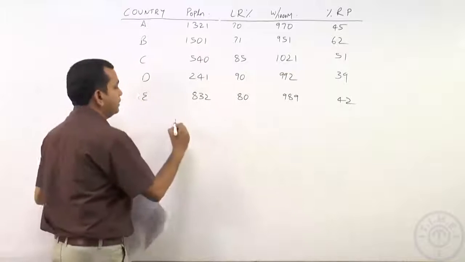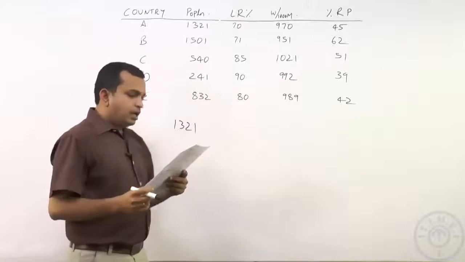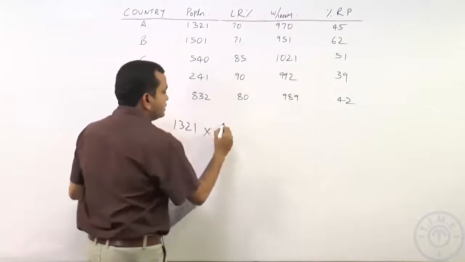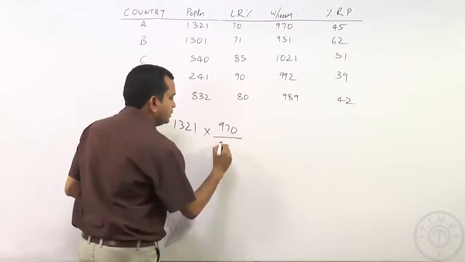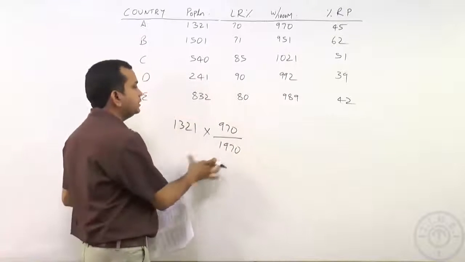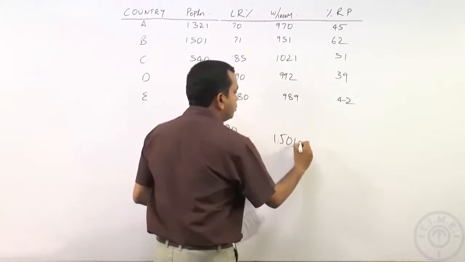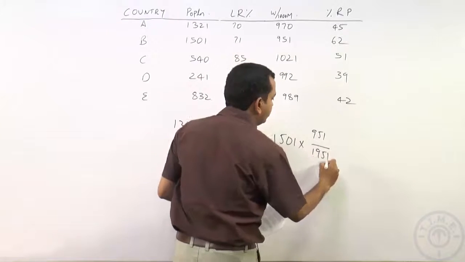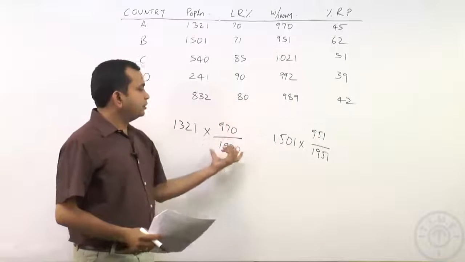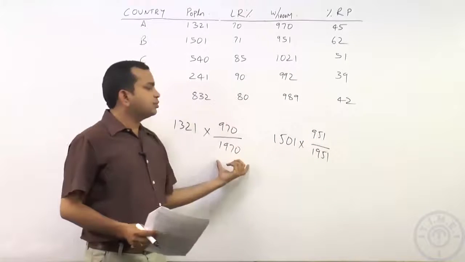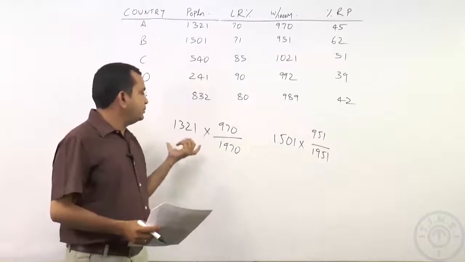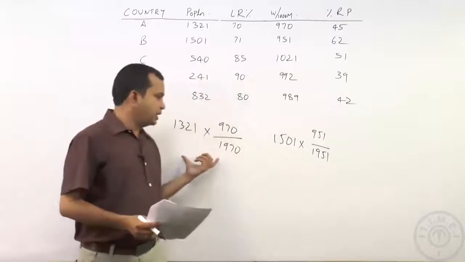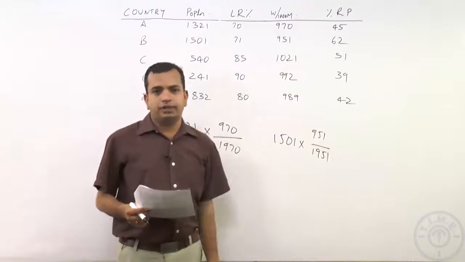So, how do we do it for country A? For country A, 1321 is the population given, and we need the number of women, which will be 970 out of men plus women, which is 1970. Similarly, for the second country, it is 1501 into 951 divided by 1951. As you can see, both these are almost half. So, the number of women will be half of 1321 and here it will be half of 1501, and the answer will be this value, which will be 650 lakh.